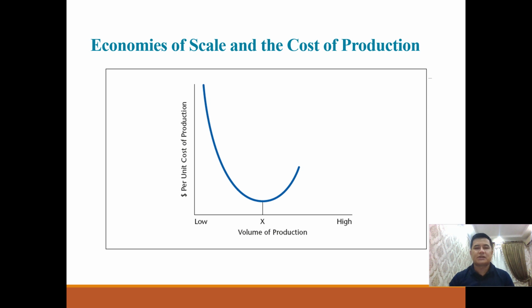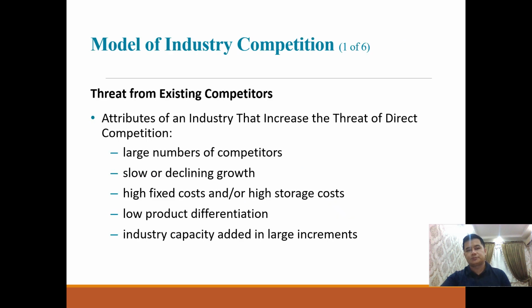So, economies of scale and the cost of production. As you can see here, in the vertical column there is the per unit cost of production in USD, and on the horizontal axis the volume of production, from low to high. You can see the economies of scale and cost of production.